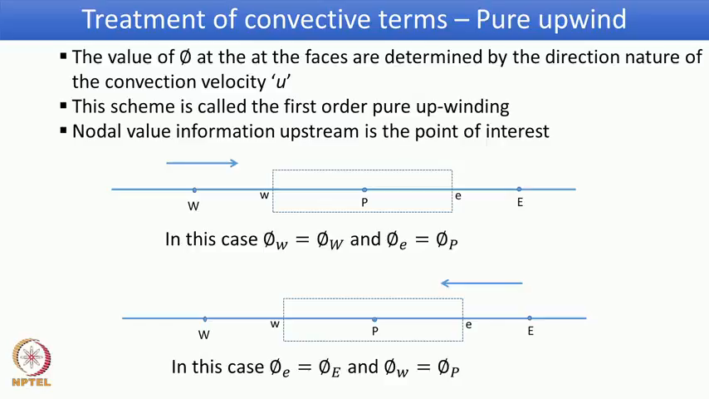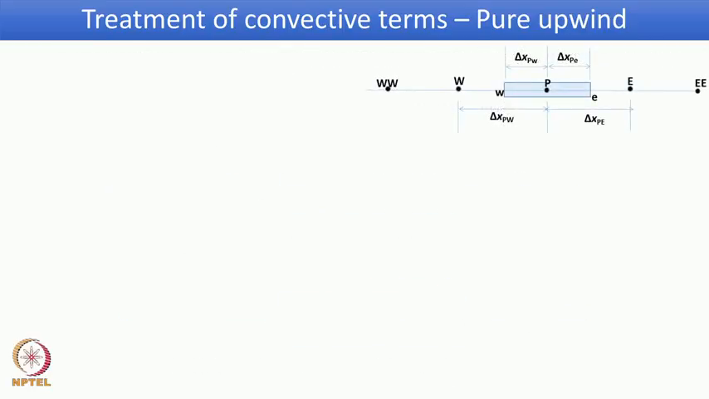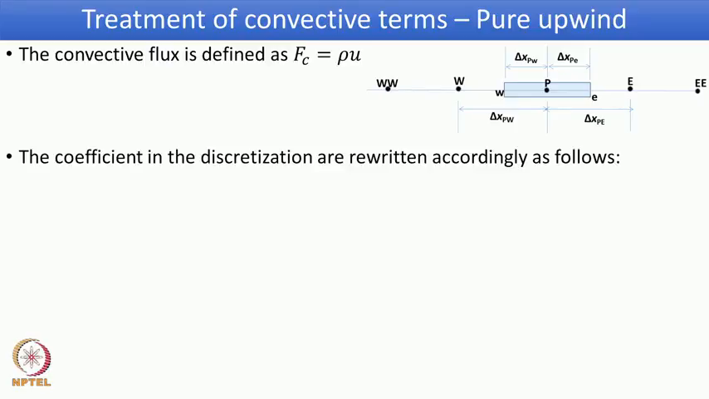It is called pure upwinding because later we are going to see some kind of a weighted average between pure upwinding and upstream biased upwinding. Okay. Now, as we did before, convective flux is defined as rho u with the symbol F c.